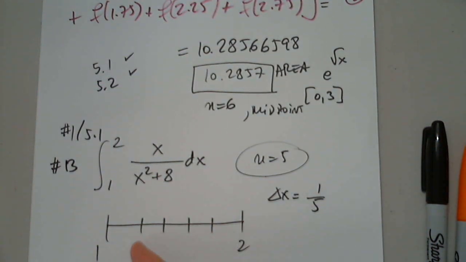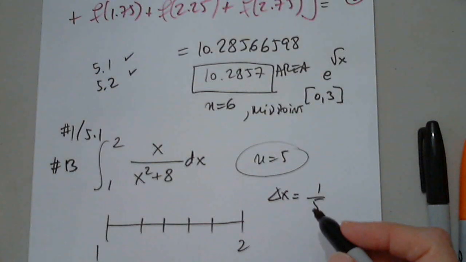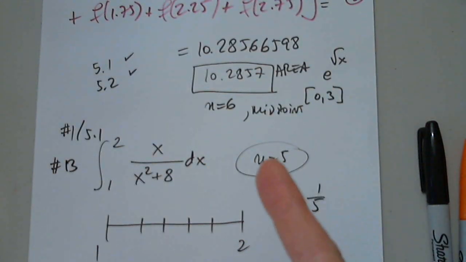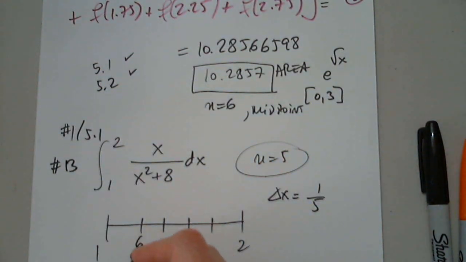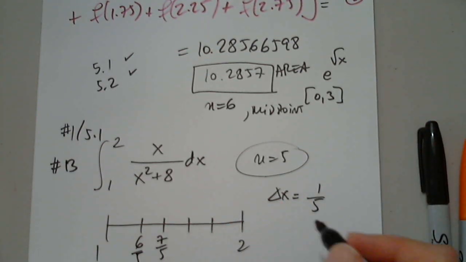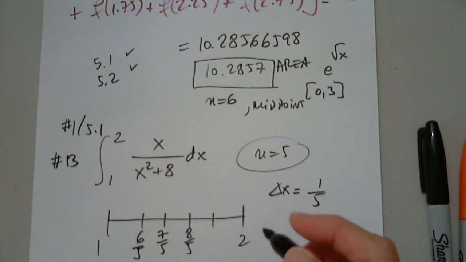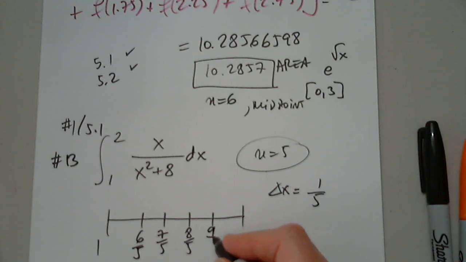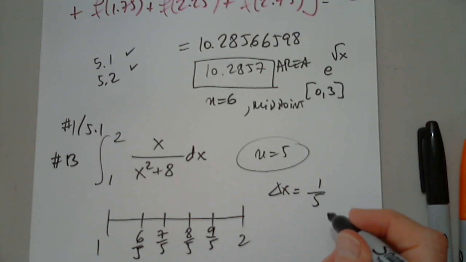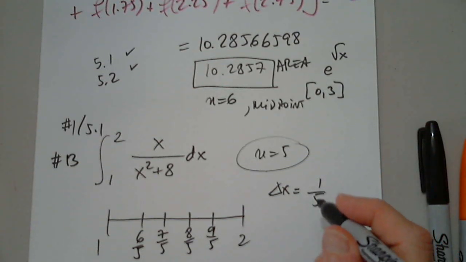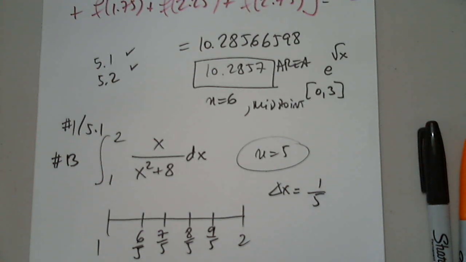So this is 1 plus 1/5. So 1 plus 1/5 is 6/5. 6/5 plus 1/5, 7/5. 7/5 plus 1/5, 8/5. And 8/5 plus 1/5, 9/5. And 9/5 plus 1/5 is 10/5, which is 2.